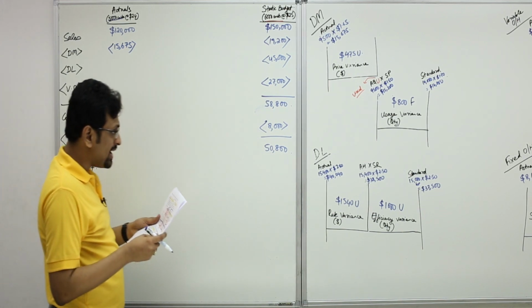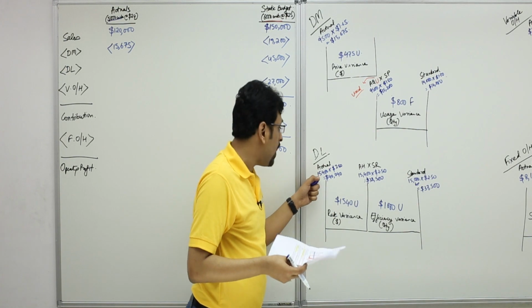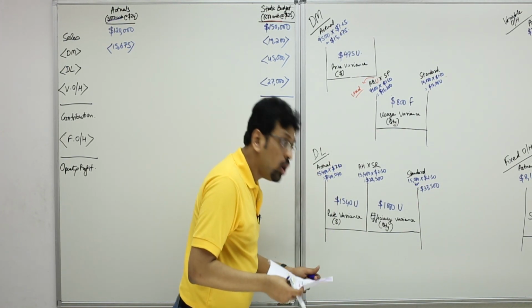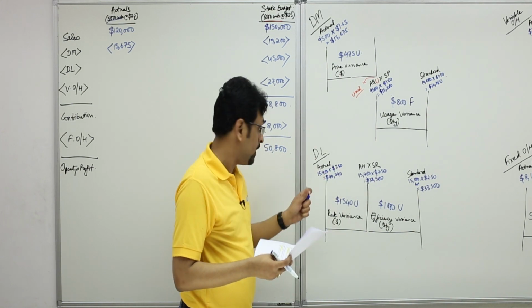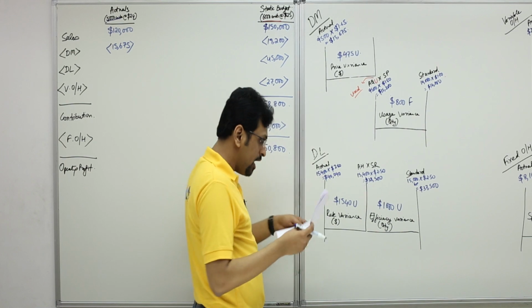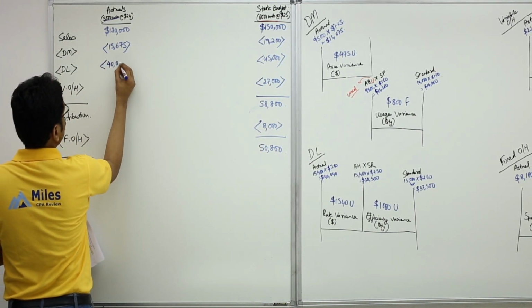Okay, looking at direct labor. In reality, they used 15,400 direct labor hours and the laborers were paid at $2.60 per hour. So that's a total direct labor expense of $40,040. Let me put that here. 40,040.